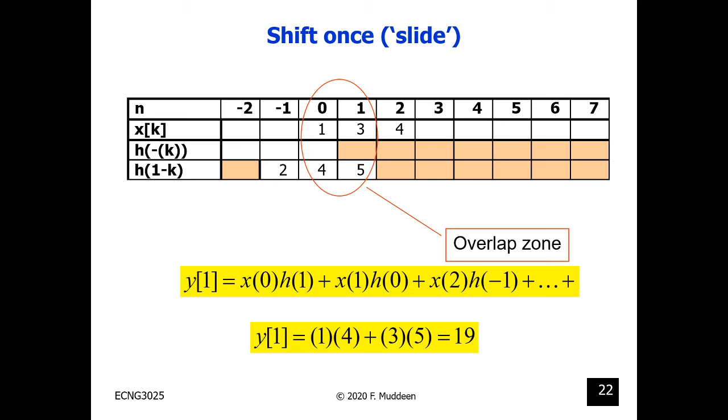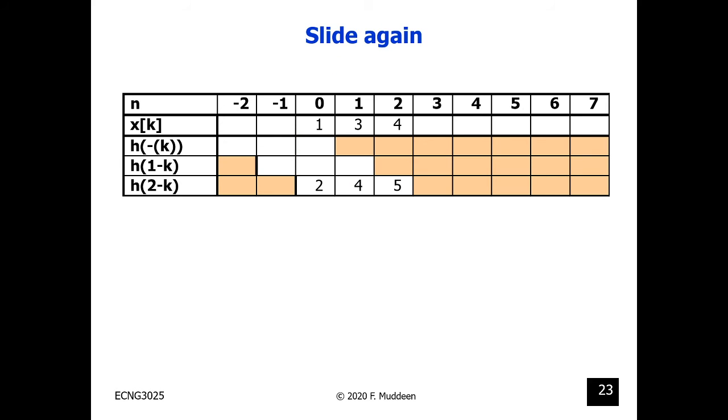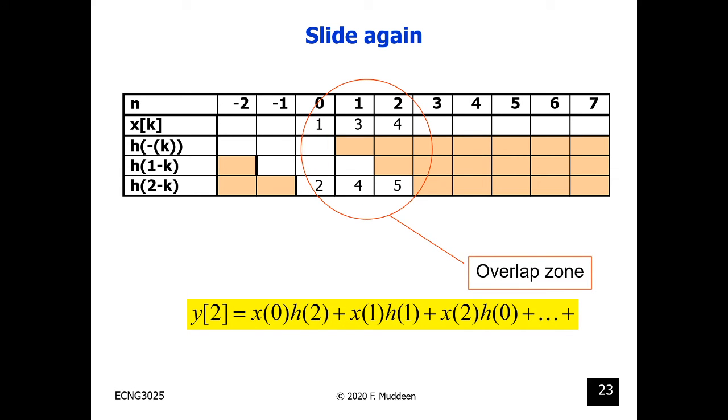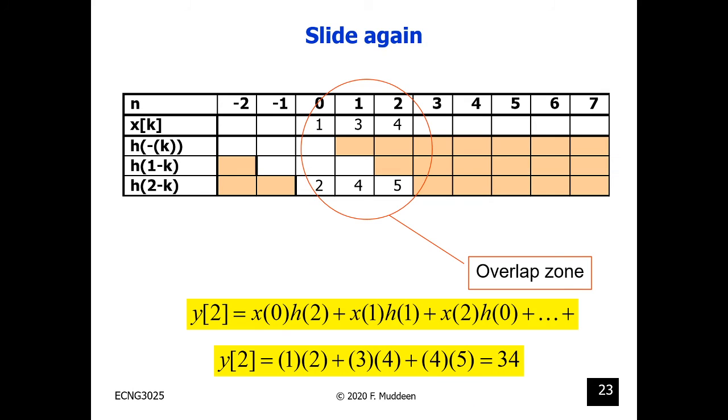We then shift the h of 1 minus k signal once again to the right. So now in this case it's going to be h of 2 minus k. And we just keep on repeating the steps accordingly in order to get y of 2, y of 3, y of 4, and y of 5, and we can keep on going.